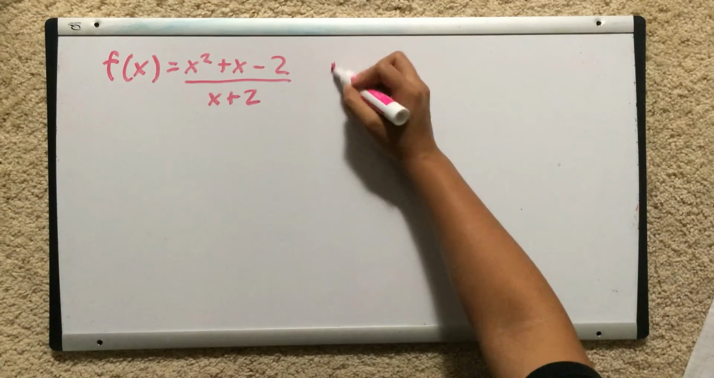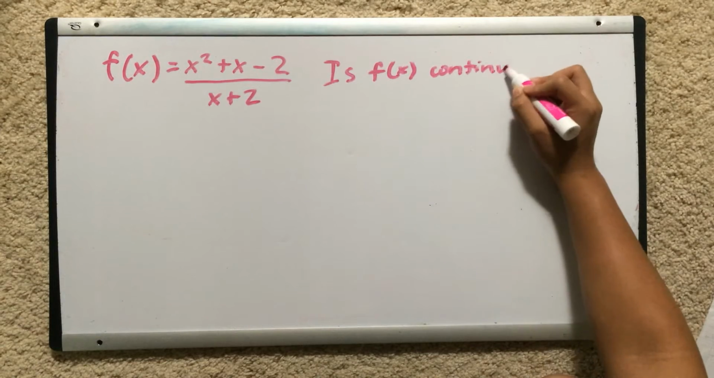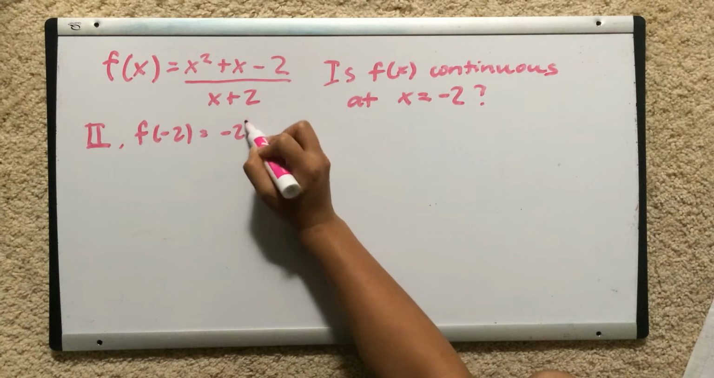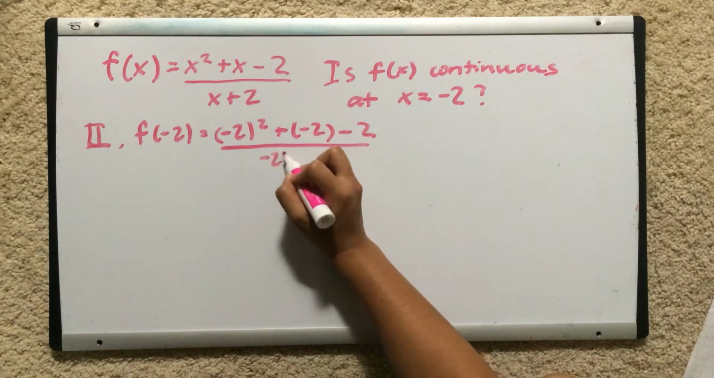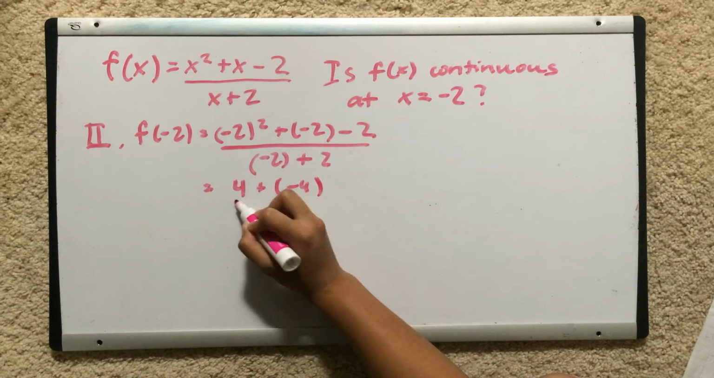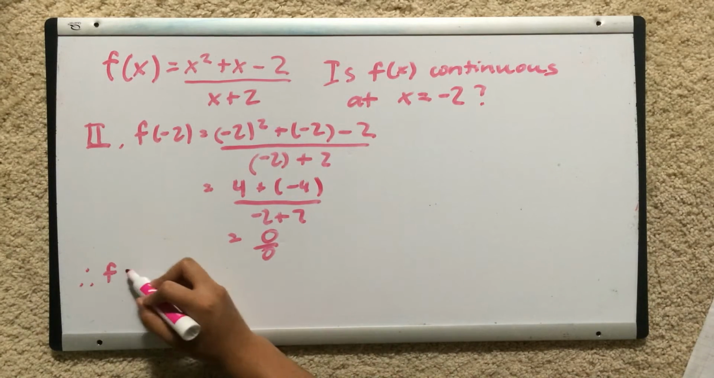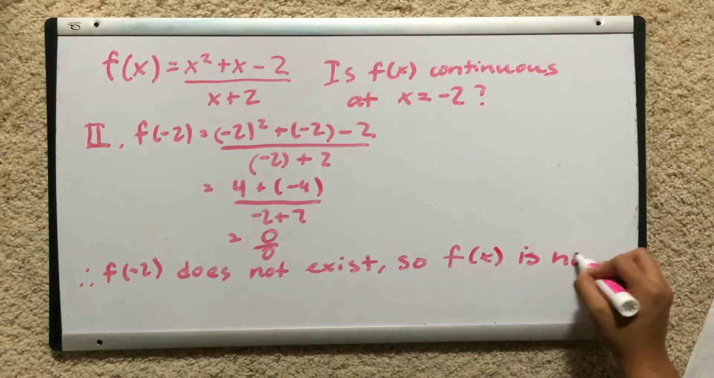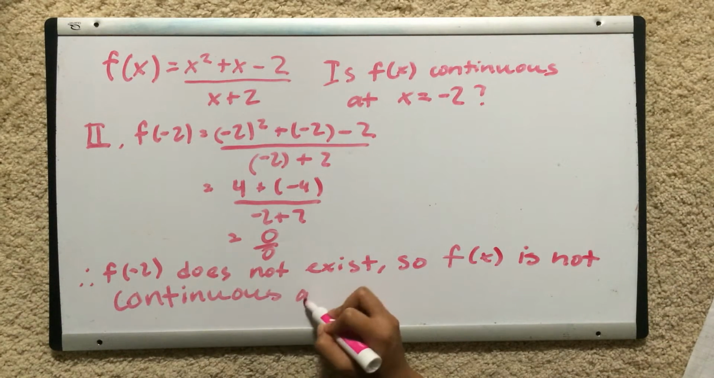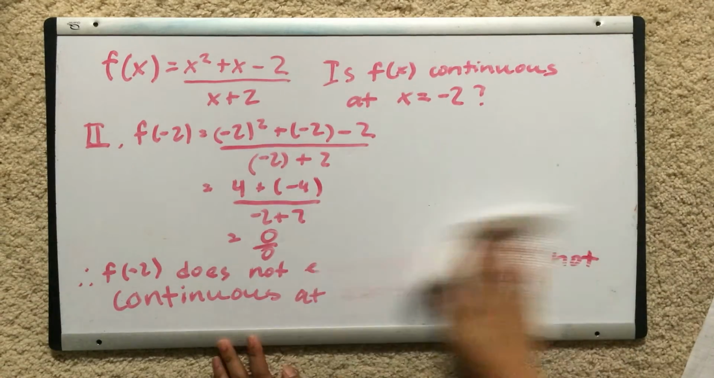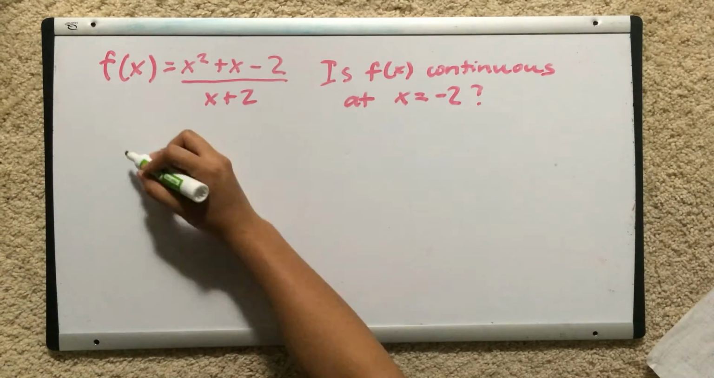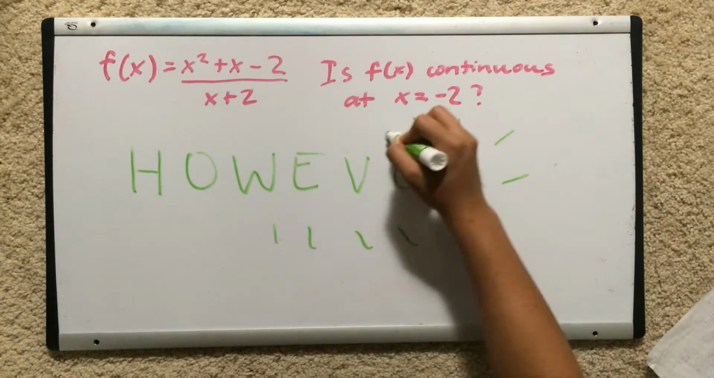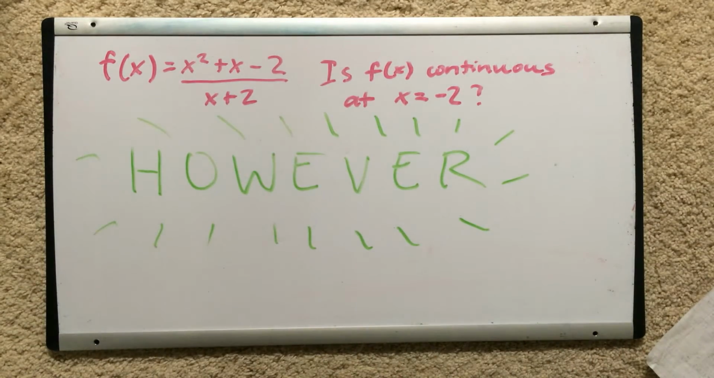Here is the third example. F of x equals x squared plus x minus 2 over x plus 2. Is f of x continuous at x equals negative 2? F of negative 2 equals negative 2 squared plus negative 2 minus 2 over negative 2 plus 2, which simplifies to 4 minus 4 over negative 2 plus 2, which equals 0 over 0. Therefore, f of negative 2 does not exist, so the continuity test does not apply, and therefore f of x isn't continuous at x equals negative 2.